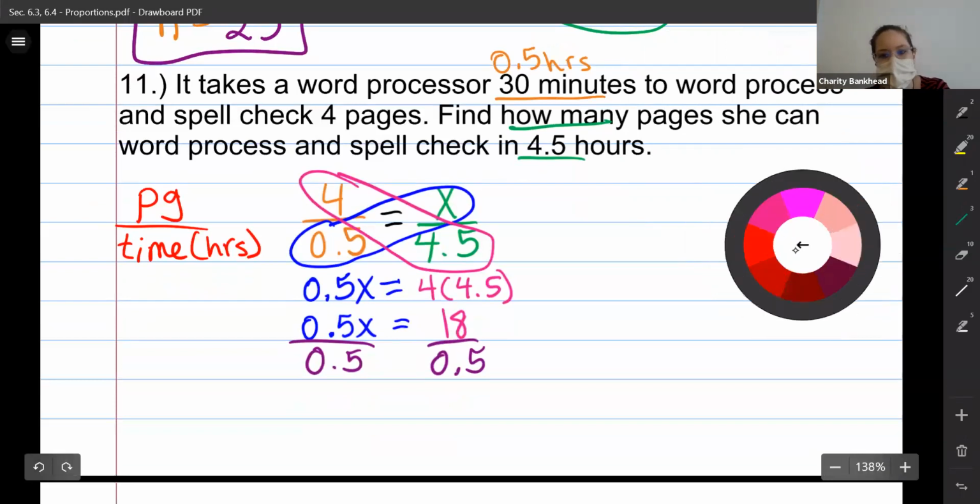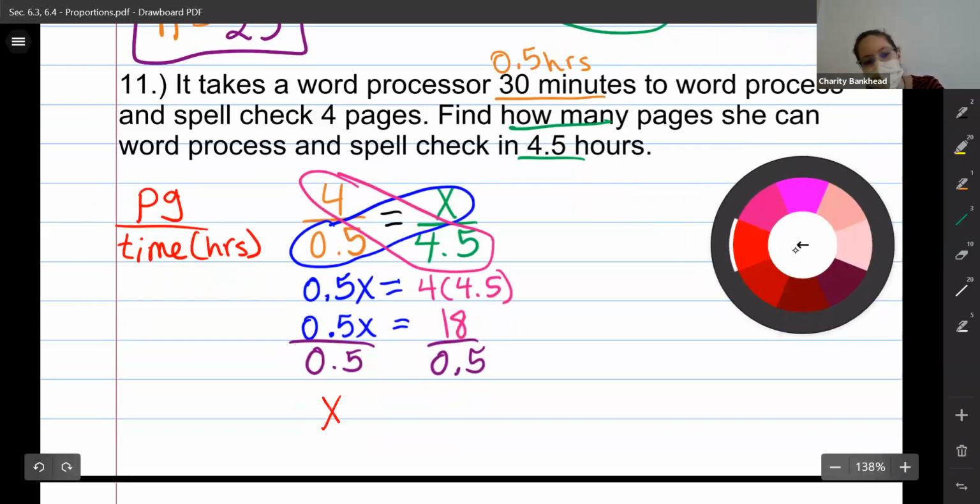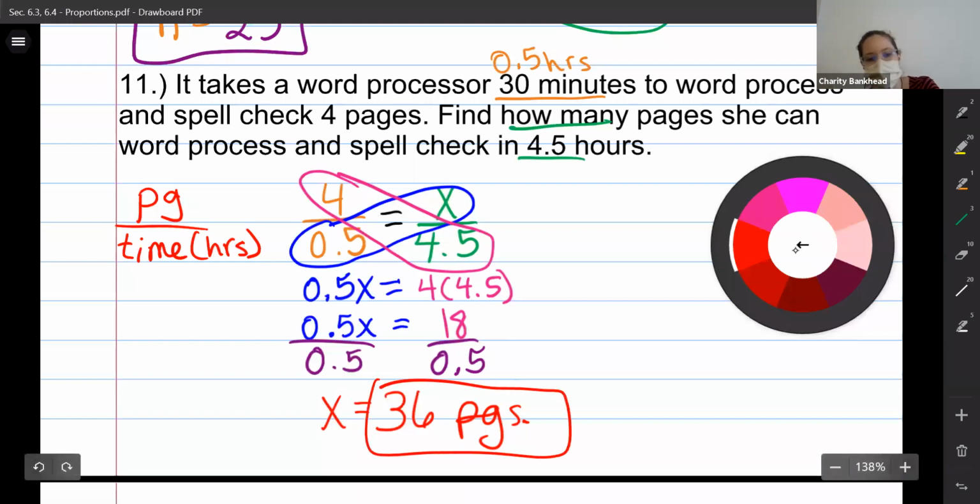And if you wrote it out and did long division, that would be just as well, except it would just take longer. All right, so 36 pages in 4.5 hours.